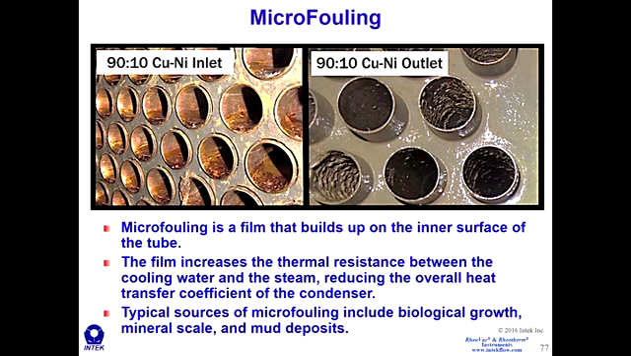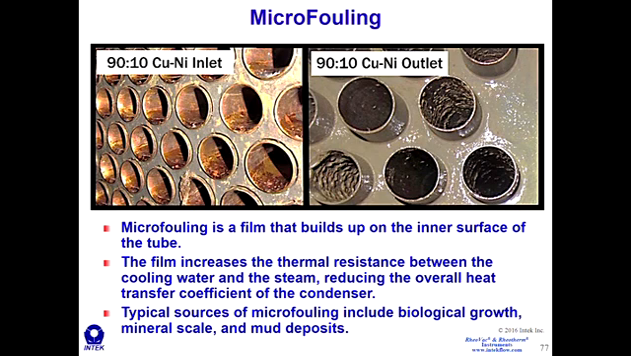So first, let's talk about microfouling, and then we'll talk about macrofouling. Now, microfouling is a film that builds up on the inner surface of the tubes. This film could be calcium, it could be manganese, those are common ones. It could also be just dirt or biogrowth, and it increases the thermal resistance between the cooling water and the ID of the tube. So that reduces heat transfer coefficient. We've already talked about that, and there are some typical sources of that.